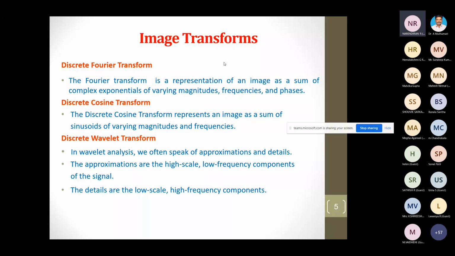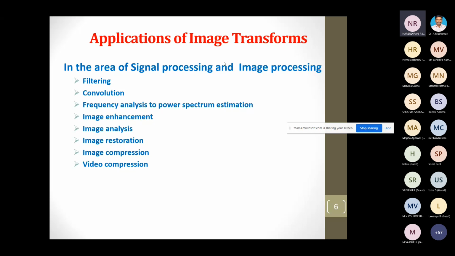Basically, what you have to understand is, what is the DFT? It's a summation of complex exponentials. What is the DCT? It's a summation of sinusoids. Whereas in the discrete wavelet transform, there will be two components, approximations and details, right? How these values are computed, we are going to discuss a little bit later. Before going into that in depth, we'll discuss the applications of image transforms.